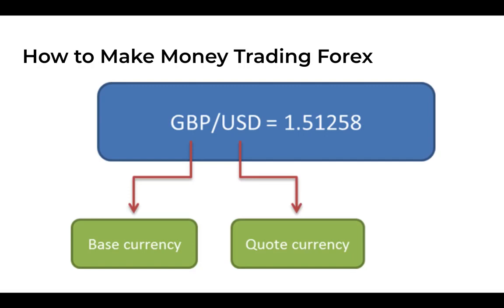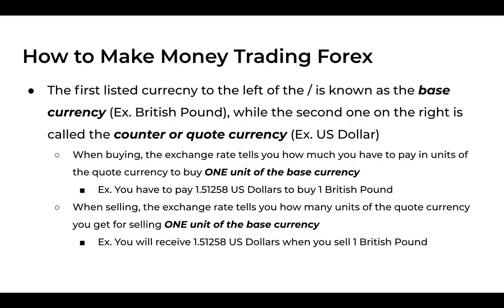Going back to that example, if you think the pound is going to go up in value against the dollar, so the price right now is $1.51, that's how much you get a pound in US dollars for. If you think it's going to jump up to $1.71, you would want to buy it. If you think it's going to drop to $1.31, you would want to short it.